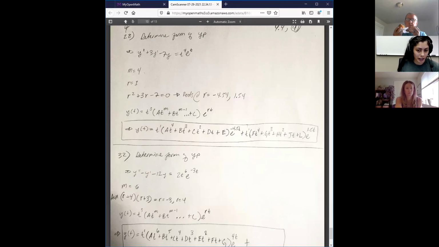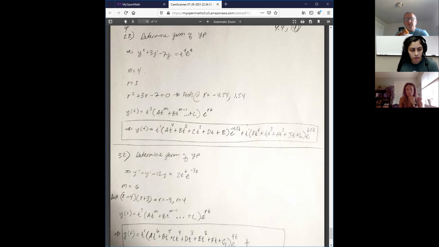Because my answer has this extra term, and I think I just messed up solving for the R. So you got R values of negative 4.5 and 1.5, so that makes sense.